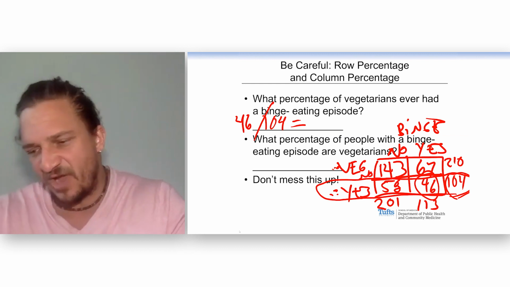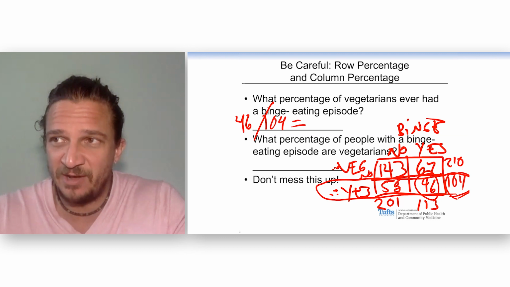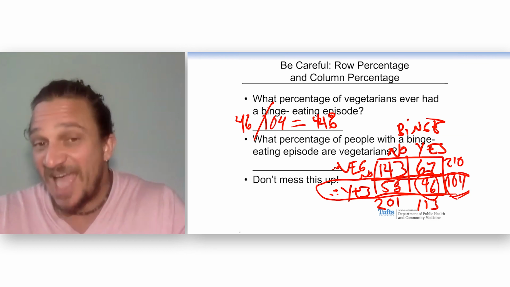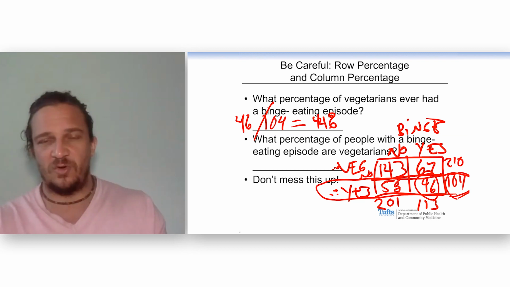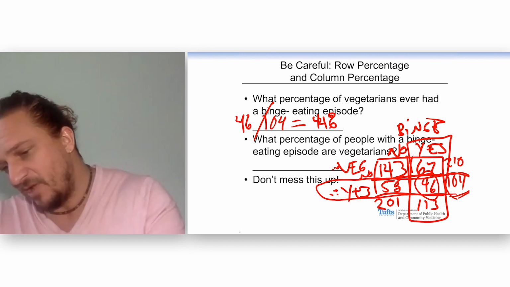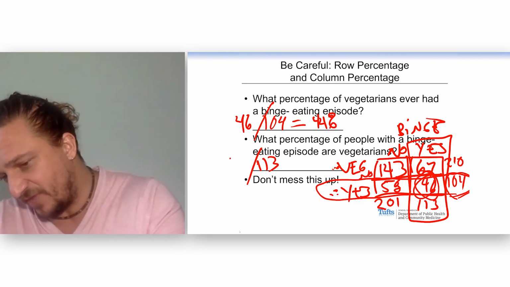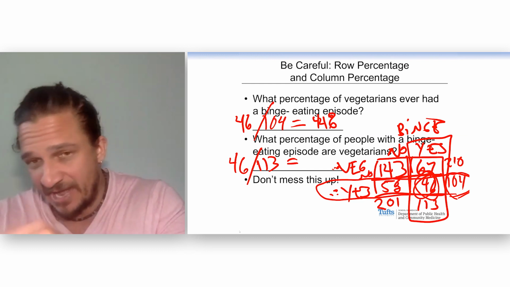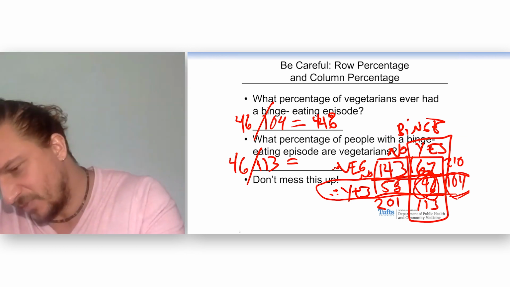Athena, are you there? What's 46 divided by 104? It's 44%. You just do that off the top of your head? I sure did. Wow. All right. That's impressive. 44%. Now, the other thing, which I told you is going to sound the same, but it's not, is what percentage of people with a binge eating episode are vegetarians? Okay, so now we need to look in this column, and we have 113 people who've ever had a binge eating episode. And how many of them are, well, that's that 46, right? So now we see 46 divided by 113, and that should be, what is that? Just tell me, I was going to guess. 40%. All right, 40%.